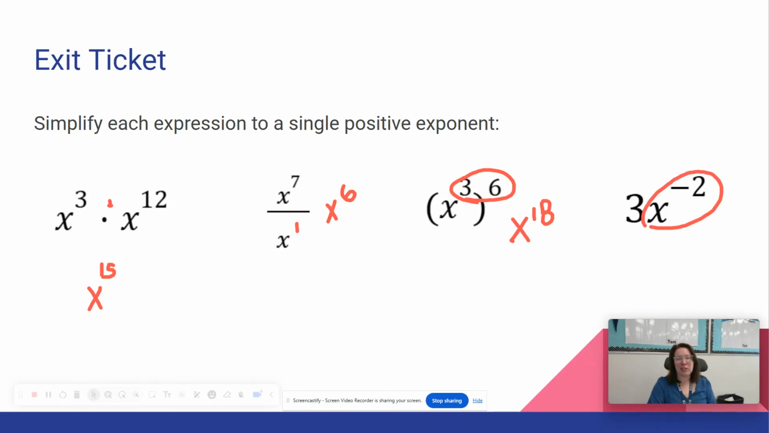Negative exponent, I only grab the thing that has the negative exponent, move it to the bottom. So it becomes x on the bottom, the 2 is a positive, and I left the 3 on top. So that's what we did today.